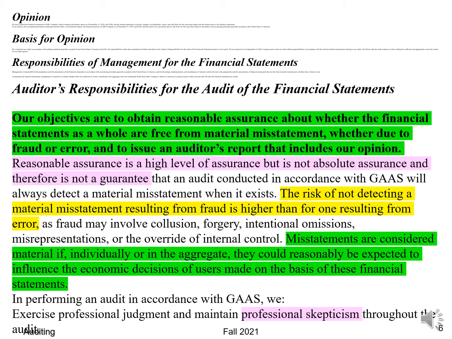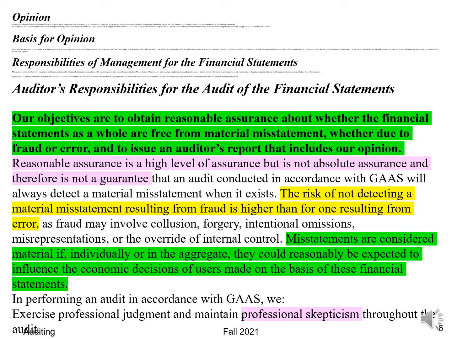Then here's the definition of reasonable assurance: a high but not absolute level of assurance, and it's not a guarantee. Later on, we'll learn that the risk of not detecting a material misstatement resulting from fraud is higher than the risk of one resulting from error. It may be more difficult to detect a fraud because management or somebody is intentionally trying to hide it from us. Whereas errors, management often will help us find the errors.